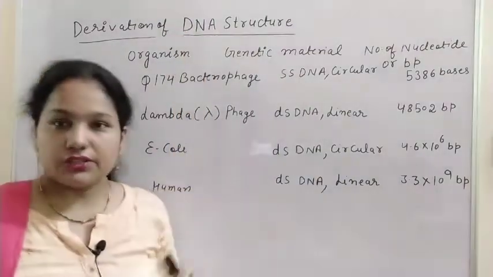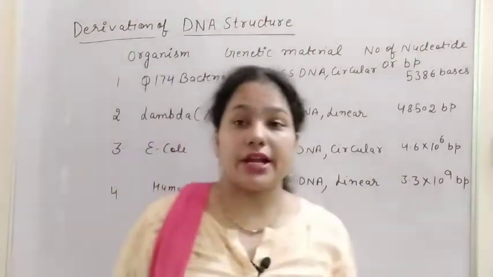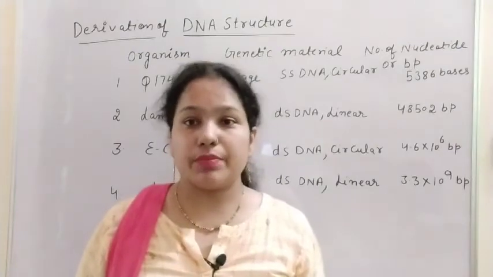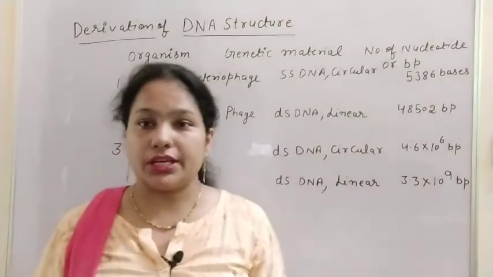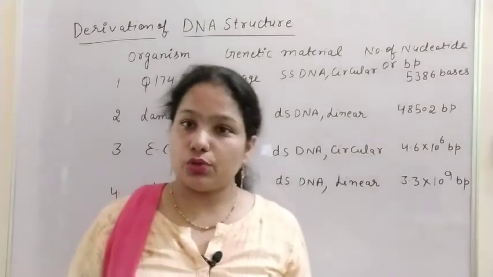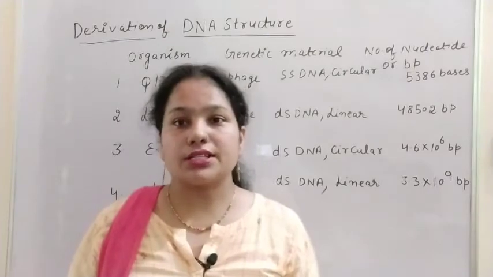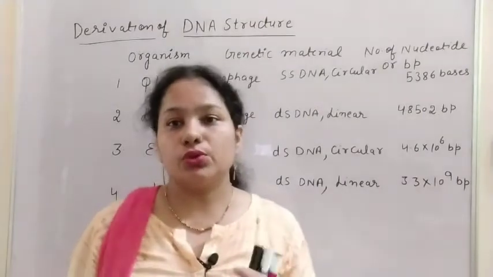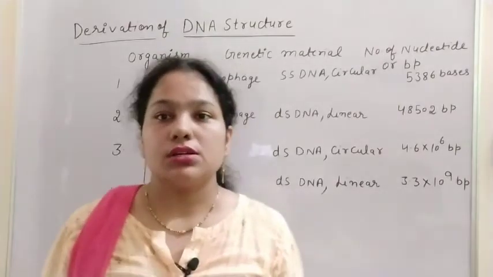Before understanding this, you can come to know that there are different organisms in which different types of genetic material are present, and basically there are two types of genetic material. First is DNA, and second is RNA. DNA is more stable as compared to RNA. Why? Because in DNA the sugar is deoxyribose. In the second position oxygen is removed, and due to that DNA is more stable as compared to RNA.